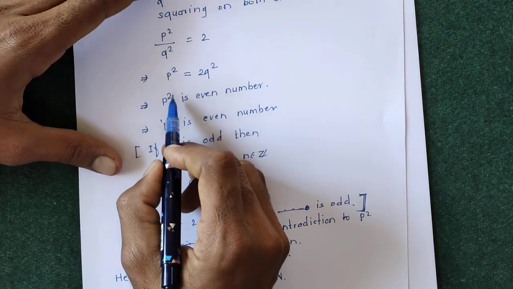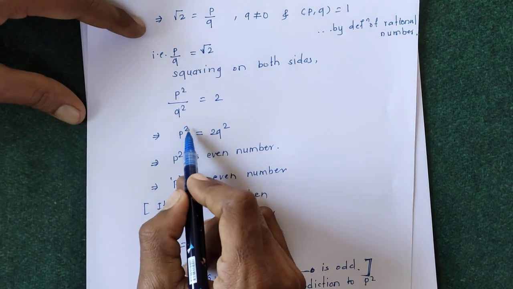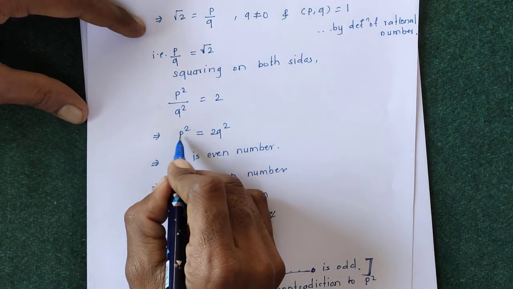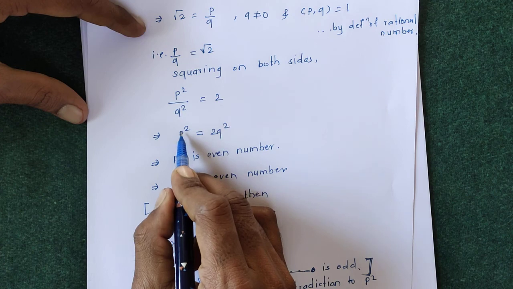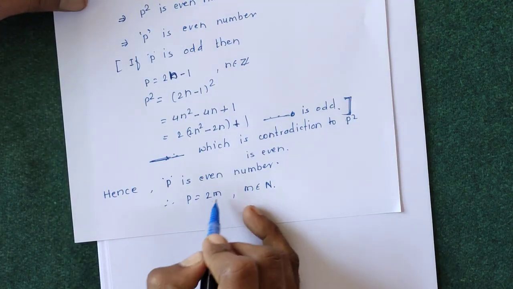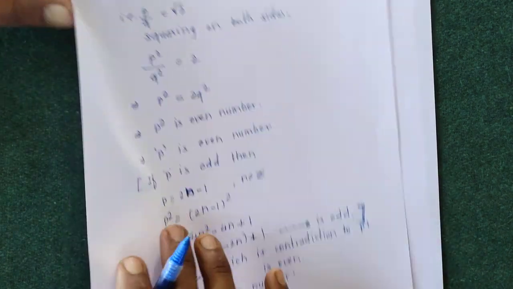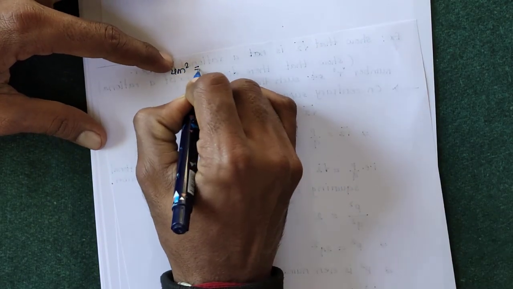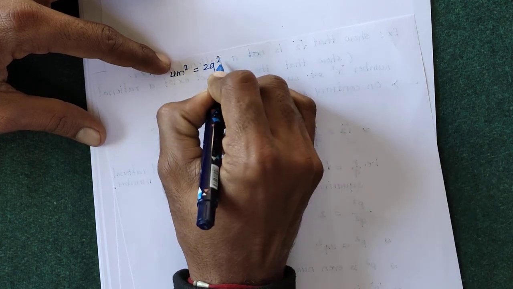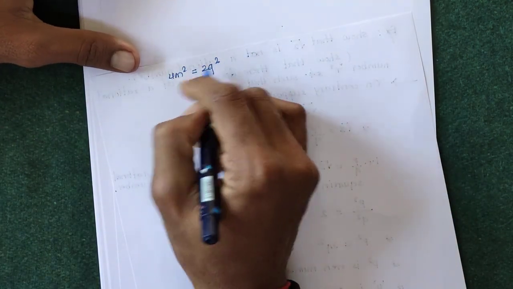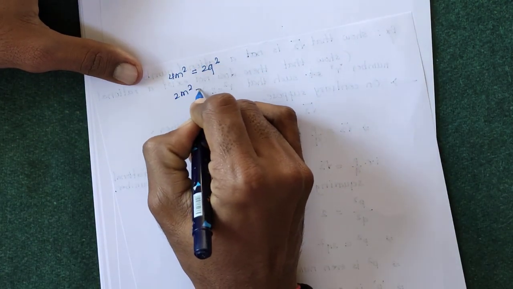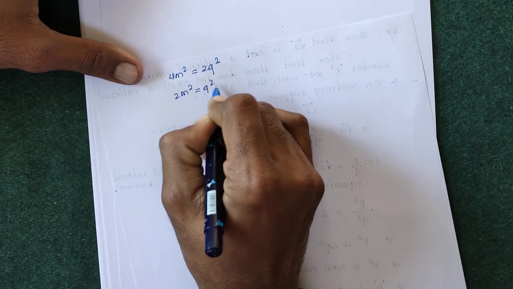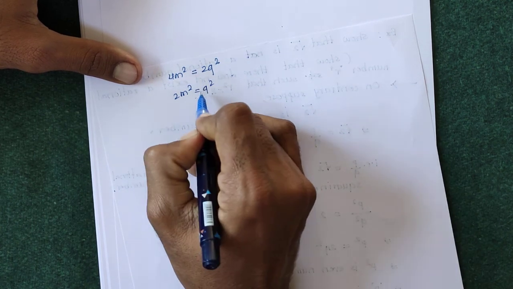So putting p is equals to 2m, here we get (2m) square, means 4m square. Instead of p, we are writing 2m. So 4m square is equals to 2q square. Now if we divide throughout by 2, then we get 2m square is equals to q square, that is q square is of the form 2 into some m square, that is 2 into some integer.